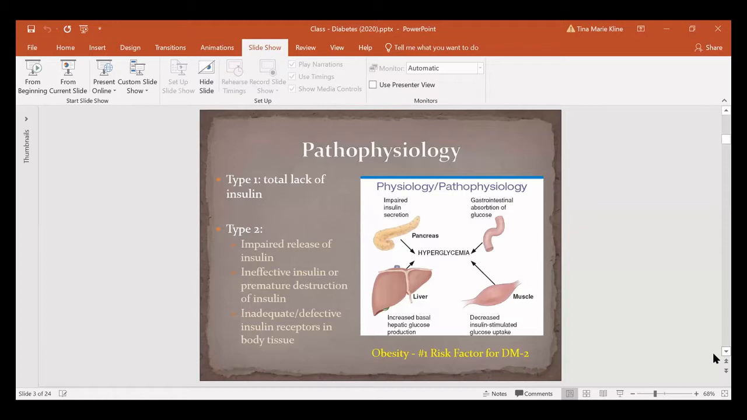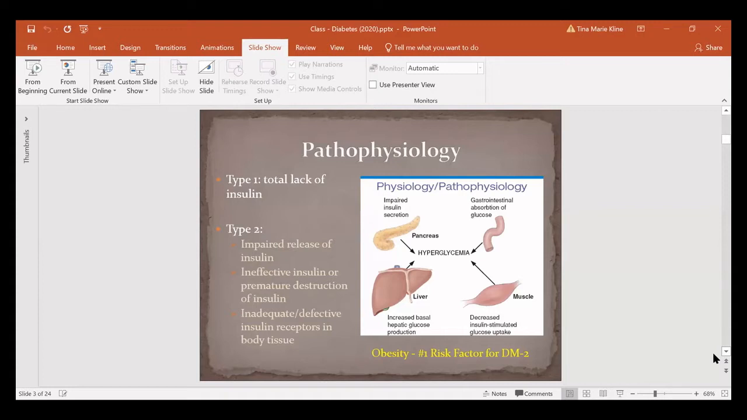Whereas in type 2 diabetes, the pancreas is still working, it is still producing insulin, but it's not producing enough insulin. The insulin that it makes is kind of impaired, it's not working effectively. And also the body's cells are a little bit more resistant to that insulin. So there's lots of different things going on with type 2.